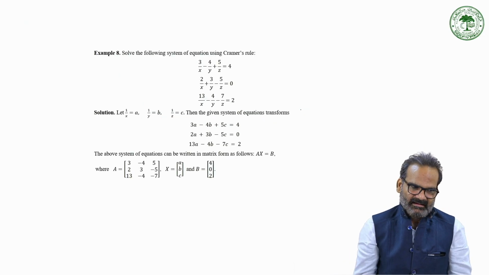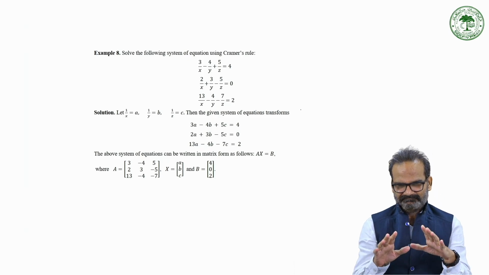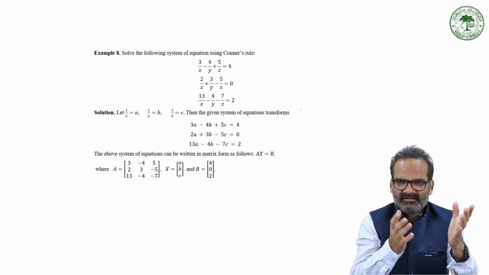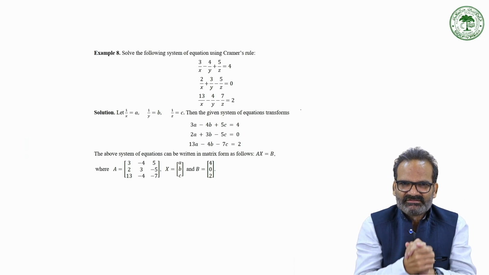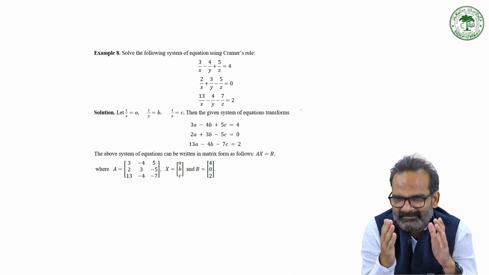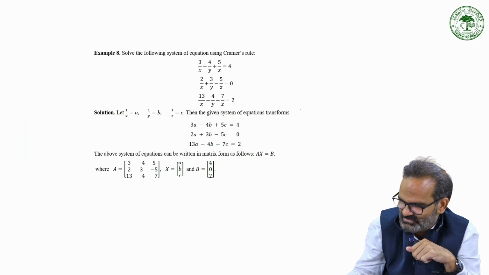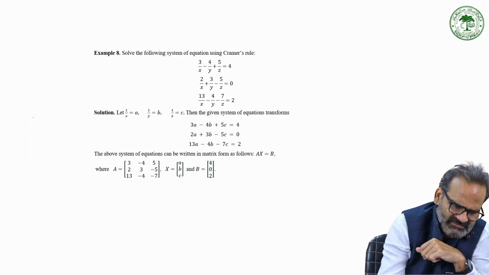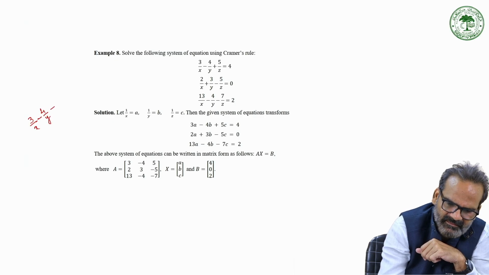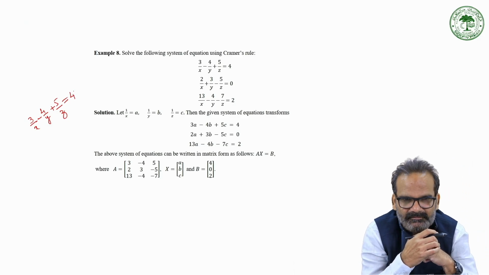Let us take this example also. This is an example which is somehow different from the questions we have solved. Solve the following system of equations using Cramer's rule. Here, 3 upon x minus 4 upon y plus 5 upon z is equal to 4. This is equation 1, right? It's very simple. 3 upon x minus 4 upon y plus 5 upon z, this is equal to 4. This is the equation which has been given to us, right?